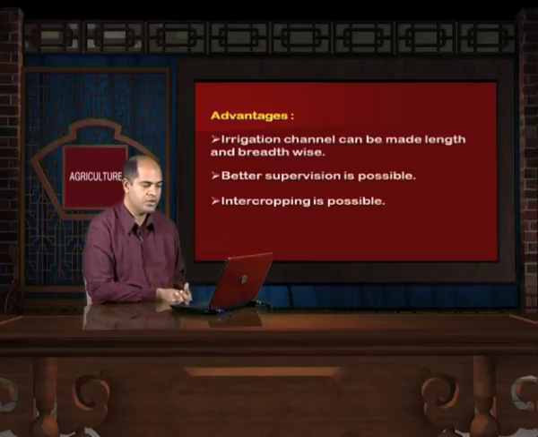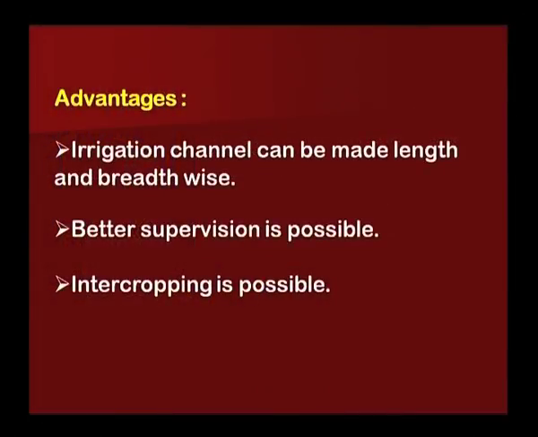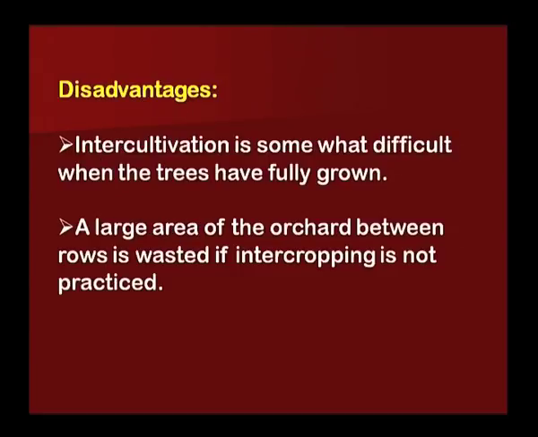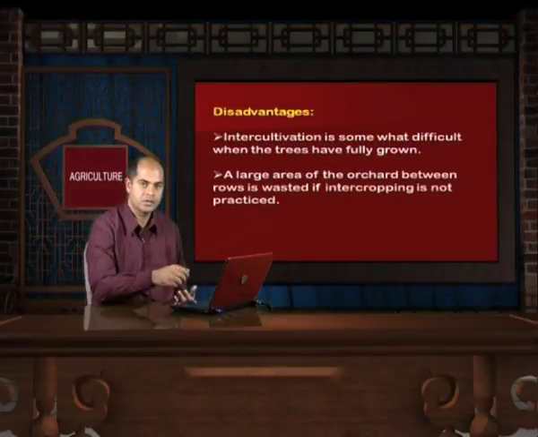Advantages: irrigation channels can be made length and breadth wise, better supervision is possible, intercropping is possible. Disadvantages: intercultivation is somewhat difficult when the trees have fully grown. A large area of the orchard between rows is wasted if intercropping is not practiced.